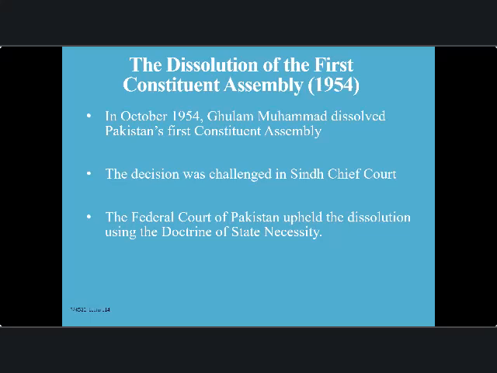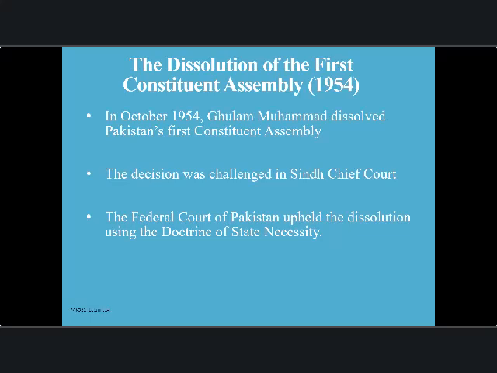However, the government challenged this decision in the Federal Court of Pakistan, where Chief Justice Muhammad Munir overturned the earlier ruling. The Federal Court held that the Governor General's assent was necessary for laws passed by the Constituent Assembly, effectively validating the dissolution. This judgment strengthened executive authority over the legislature and had a lasting impact on Pakistan's constitutional and political development.